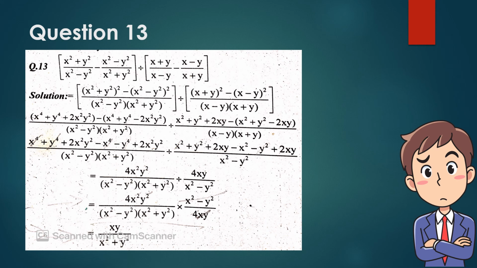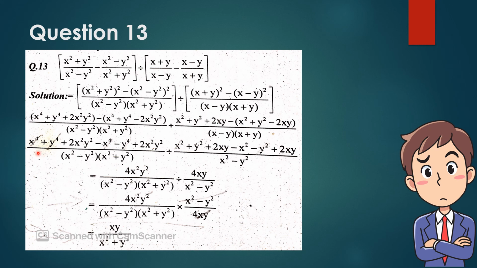So what we are doing is we are simply taking the LCM, that is (x square minus y square) into (x square plus y square), and we will just subtract the terms in the numerator. So here we have completed the formula of (a plus b) whole square and (a minus b) whole square, and similarly in the second bracket we also have (a plus b) whole square and (a minus b) whole square. So you will simply write the formulas and then cancel out the terms.